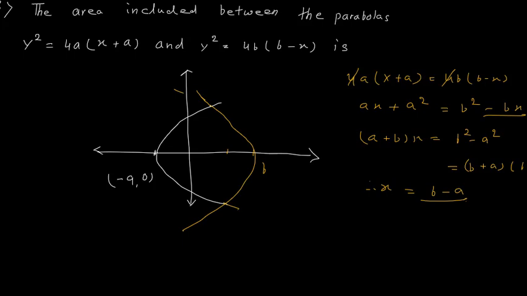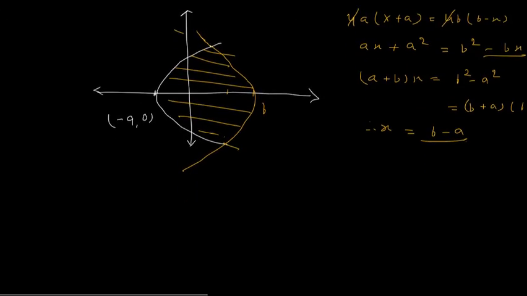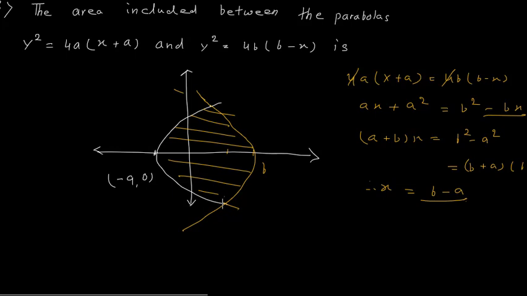This is the curve. Okay, now I have to find this whole area. This whole area we need to find out. Now we got the value of x as b minus a. So let us find what will be the value of y. So y square is equals to 4a in bracket, in place of x we will write b minus a plus a. So this minus a plus a will cancel, and I will get 4ab. So y square is equals to 4ab.